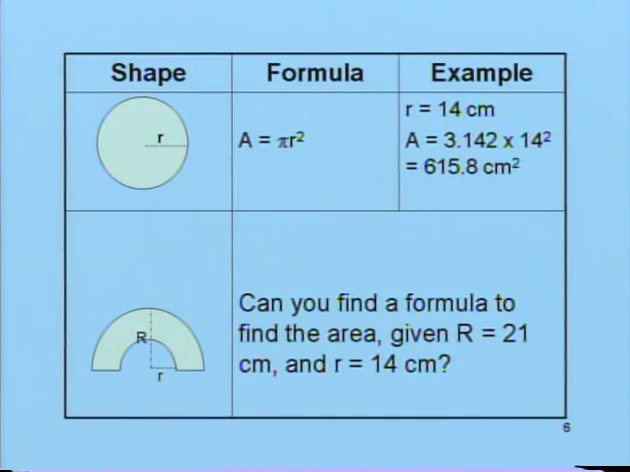So the area of that circle is 615.8 centimeters squared. Now, you are asked to find the area of this half washer as shown on the screen. The inner radius is little r and the outer radius is big R. Can you find a formula to find the area given that big R is 21 cm and little r is 14 cm?